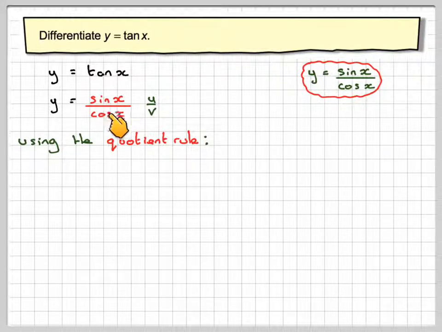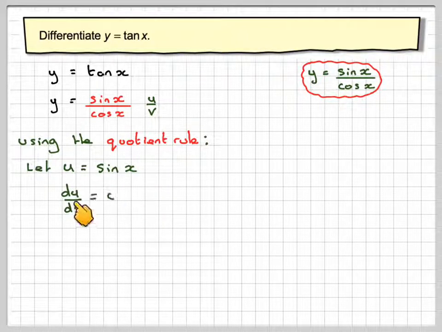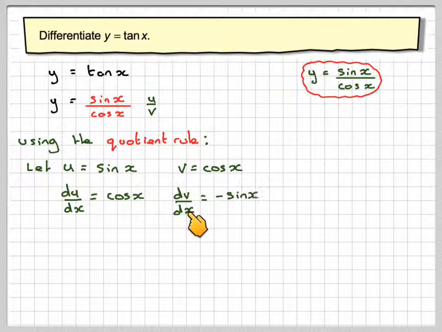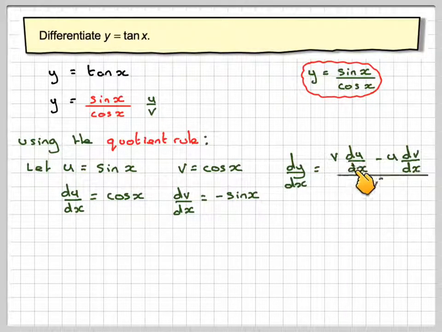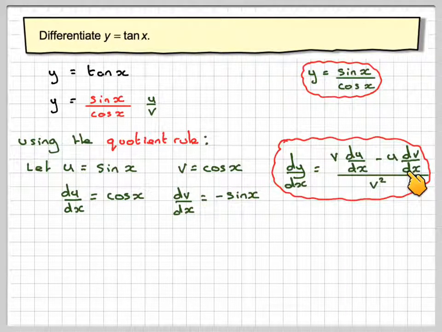Because we know the derivative of sine, we know the derivative of cos. So let u be equal to sine x, then du by dx is cos x. Let v be equal to cos x, and then dv by dx is minus sine x. So using the quotient rule, which says that dy by dx is v du by dx minus u dv by dx, over v squared.